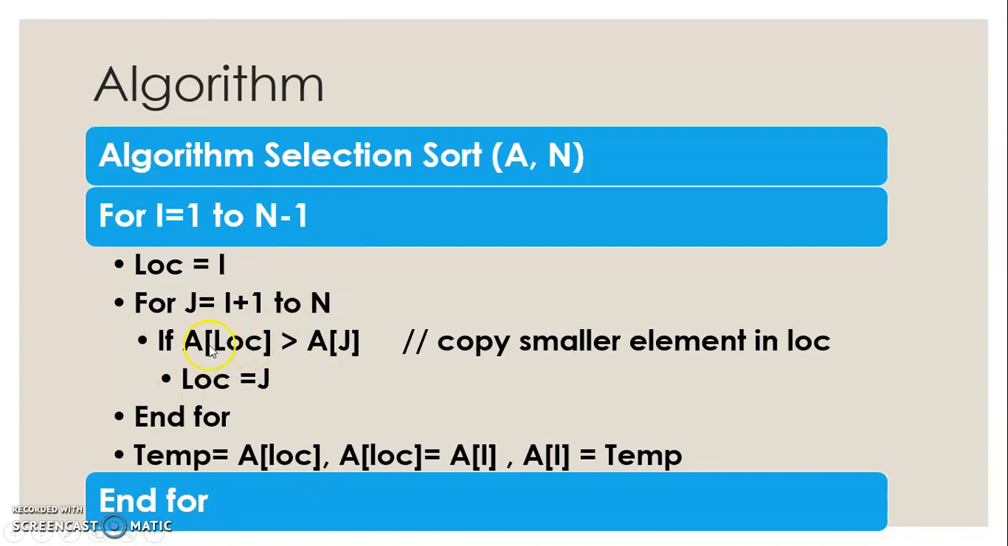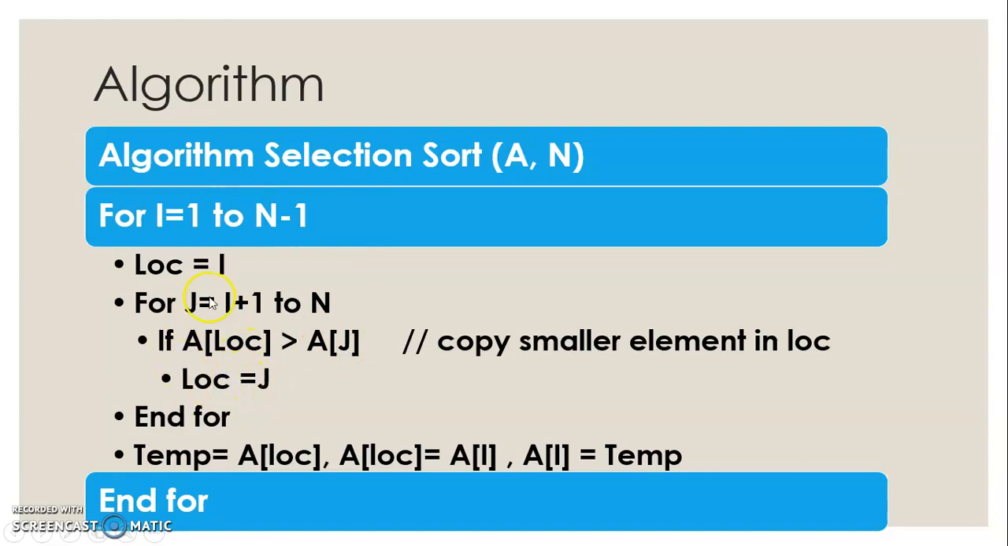And what we will do here, A of LOC we will compare with A of j. If the element at the selected location is more than the A of jth element, then we will update the location to point to the jth element, because now this jth element is smaller than the element at A of LOC. So j will be stored in LOC.